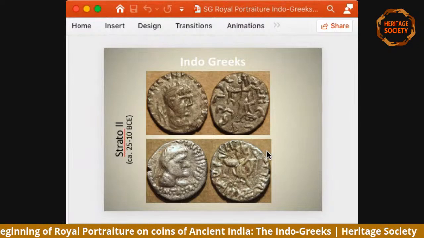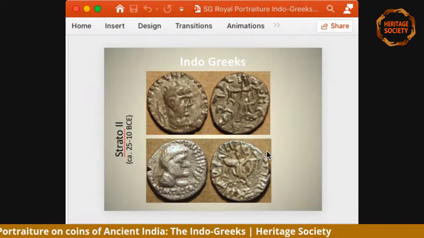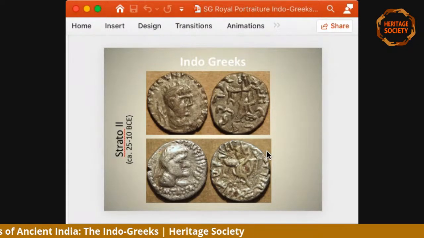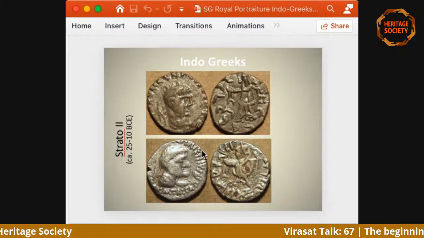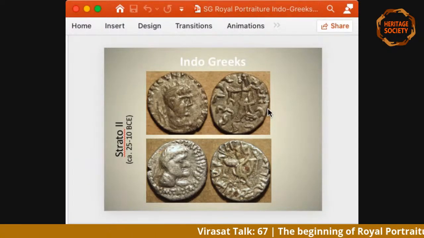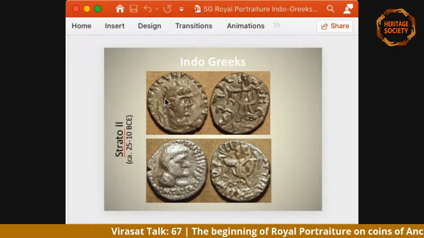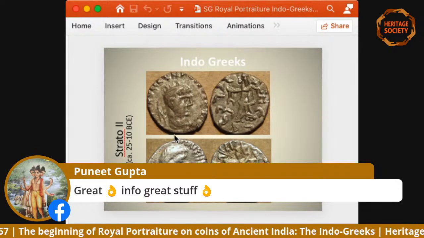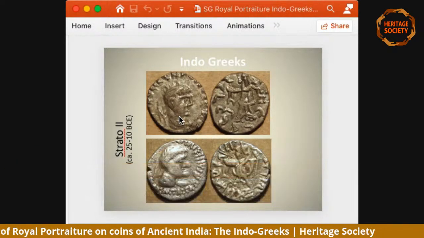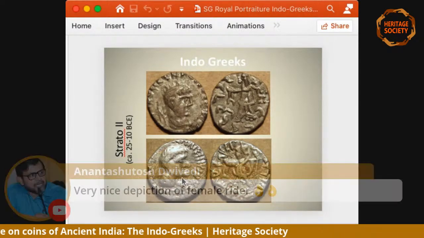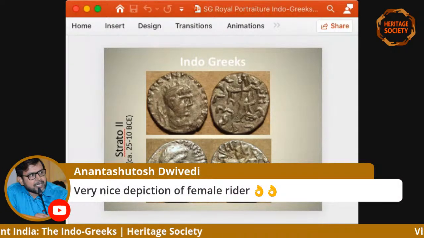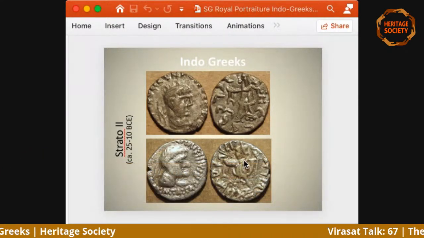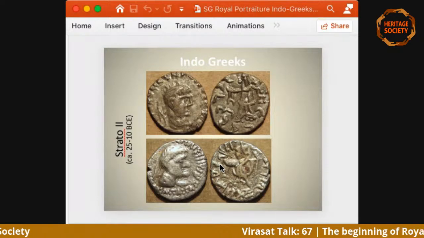I'm coming to the end of this talk, and this is the last coin which I would like to show you. Here you see that Strato II has been depicted as the legend has become very crude, the portraiture has become very crude, and these are the two coins. One shows a bit younger ruler, and on the other it's an aged ruler. The reverse shows Athena, the goddess Athena.